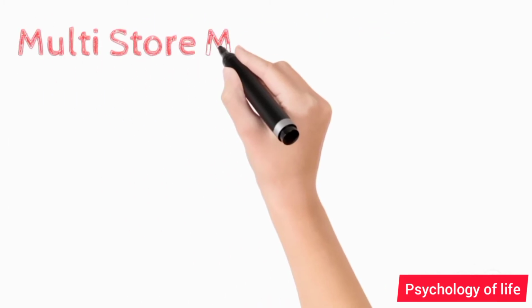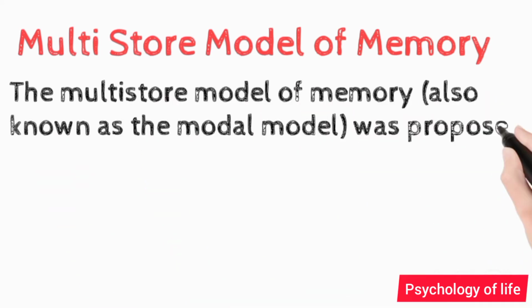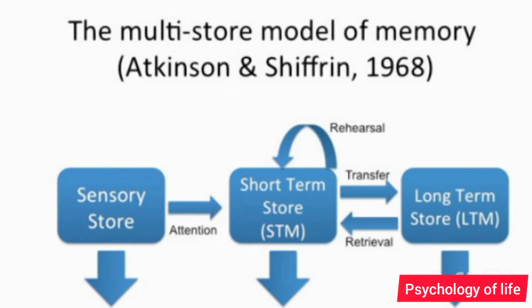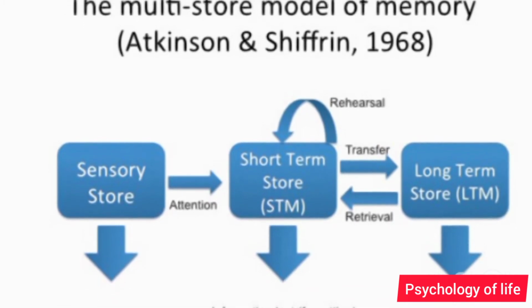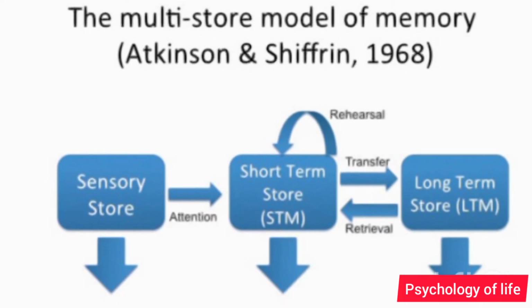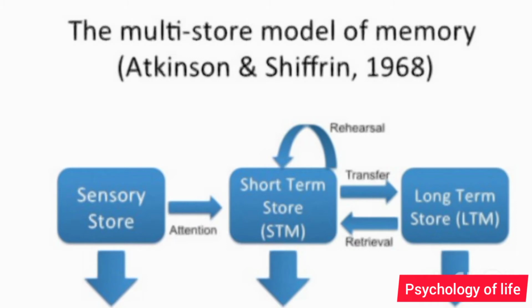The multi-store model of memory, also known as the modal model, was proposed by Atkinson and Shiffrin. Atkinson and Shiffrin proposed that memory consisted of three stores: a sensory register, short-term memory (STM), and long-term memory (LTM). Information passes from store to store in a linear way, and has been described as an information processing model, like a computer, with an input, process and output.